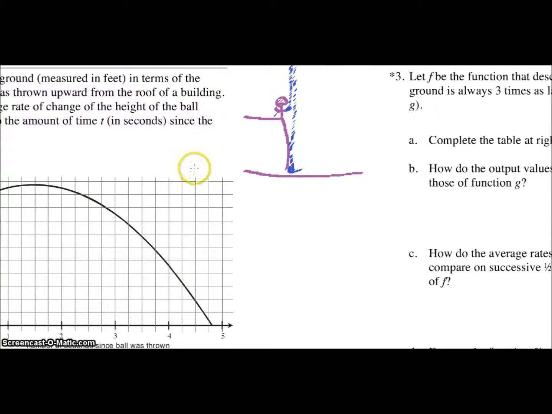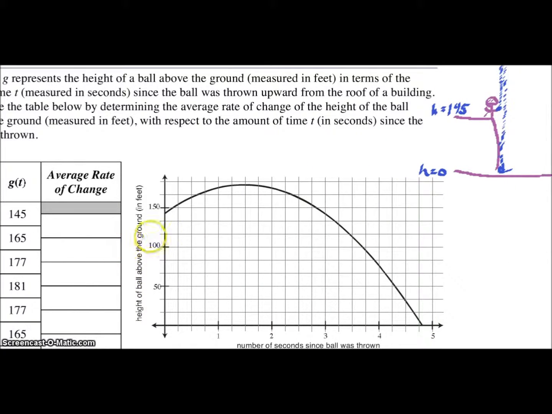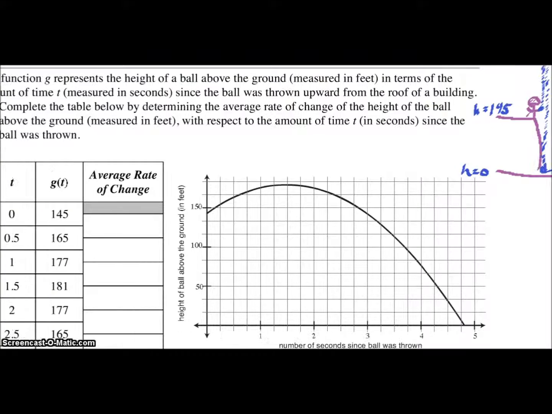So the ground level is where the height is 0, and up here where he throws the ball, the height is 145. So I don't want you guys to get confused and think that he was throwing it off the building, because it says it's just thrown upward, vertically upward.